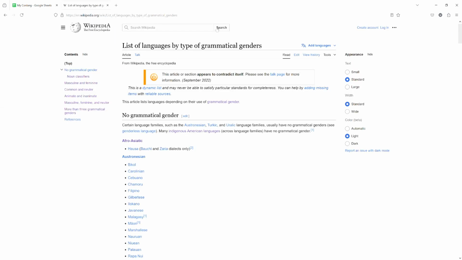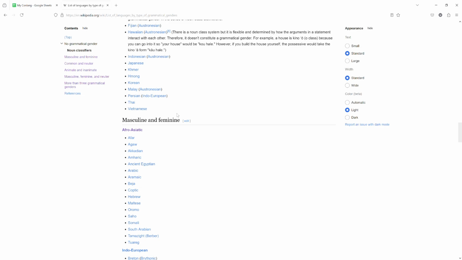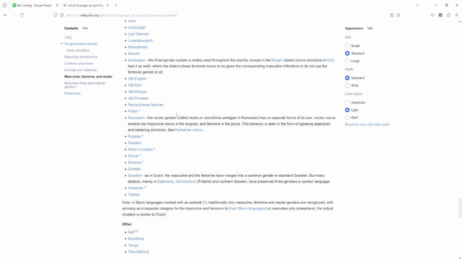Now that we're at gender, there are some patterns that gendered languages follow. For example, the Wikipedia page "List of languages by type of grammatical gender" splits languages into no grammatical gender, masculine and feminine, common and neuter, animate and inanimate, masculine, feminine, and neuter, and finally, more than 3 grammatical genders.